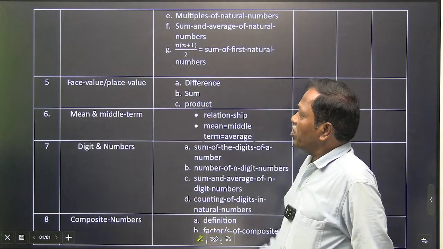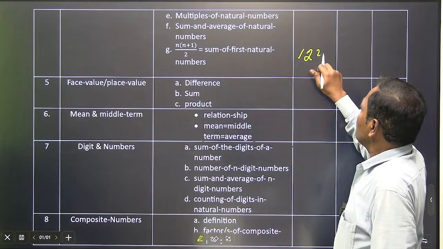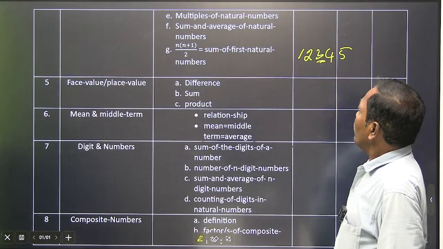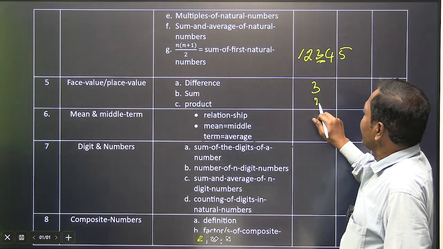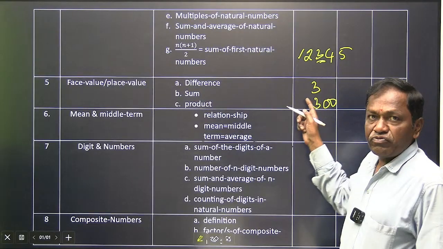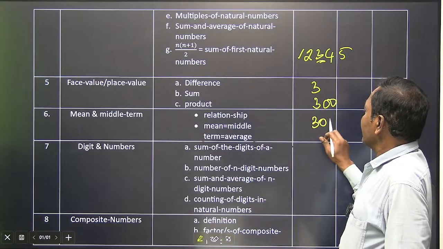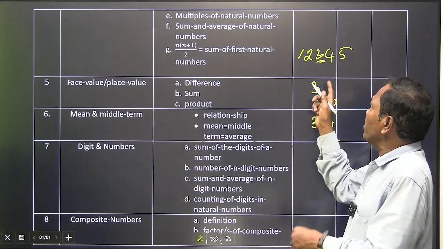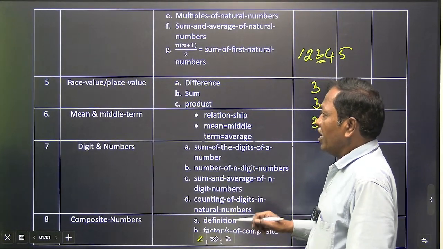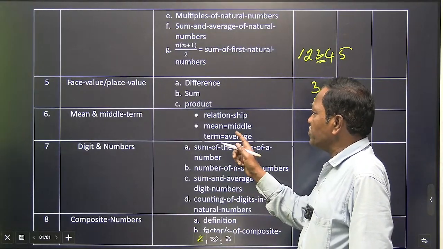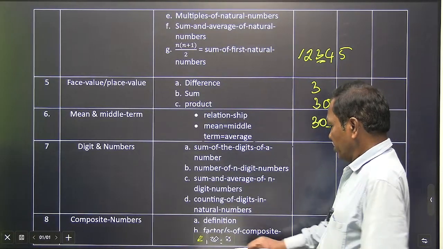Now face value or place value. Face value is the number itself. For example, if I write 1, 2, 3, 4, 5, what is the face value of 3? It is 3 only. Place value of 3 is 300. The sum of face value and place value of 3 is 300 plus 3, which is 303. Sometimes the difference of place value and face value, 297, may also be asked. Multiplication also may be asked. Right. And mean and middle term relationship. Mean means the middle term is an average, like that.